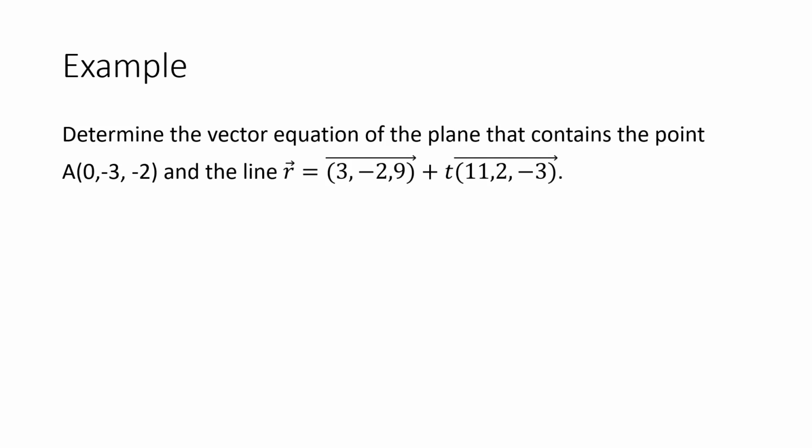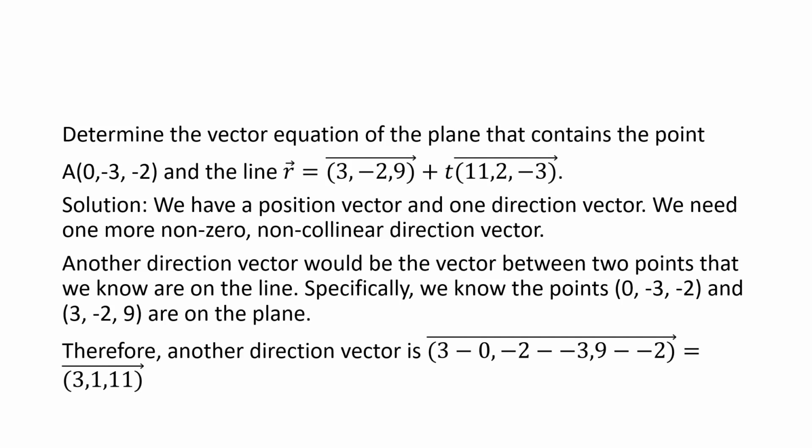Now, what if we want to determine the vector equation of a plane containing a point 0, -3, -2, and a line r equals 3, -2, 9 plus t 11, 2, -3? Well, we have a position vector and one direction vector. We need one more non-zero, non-collinear direction vector.